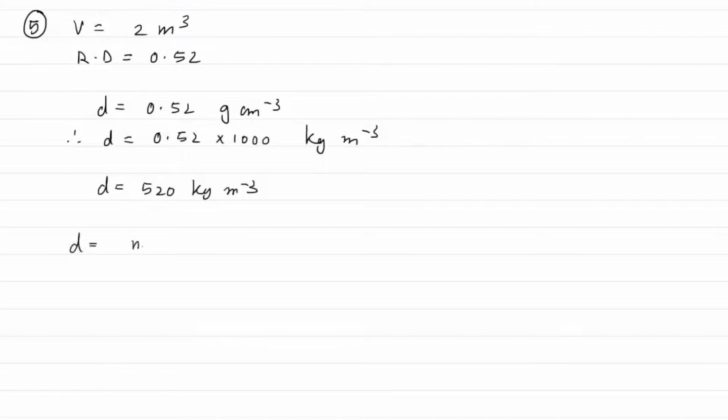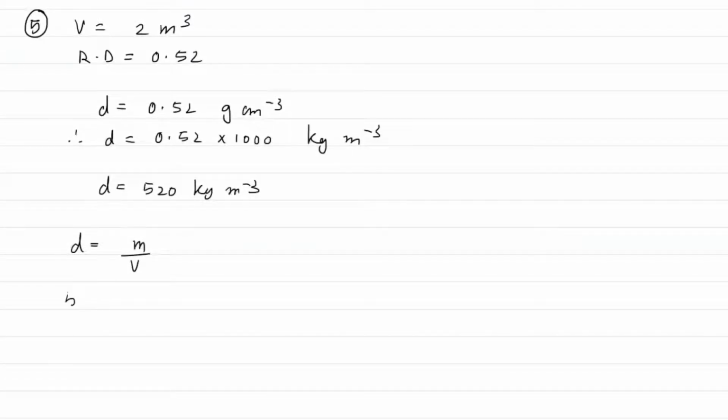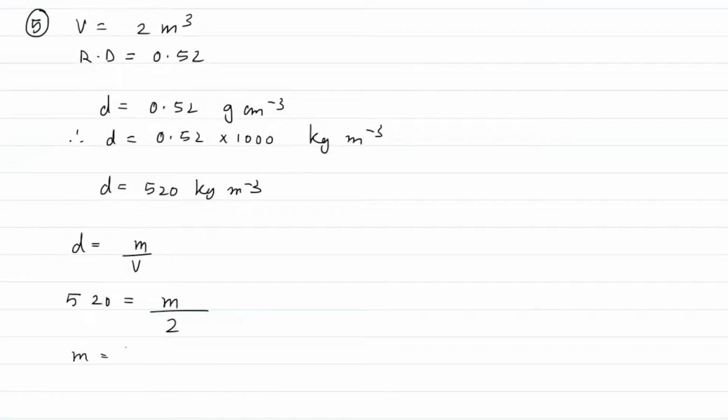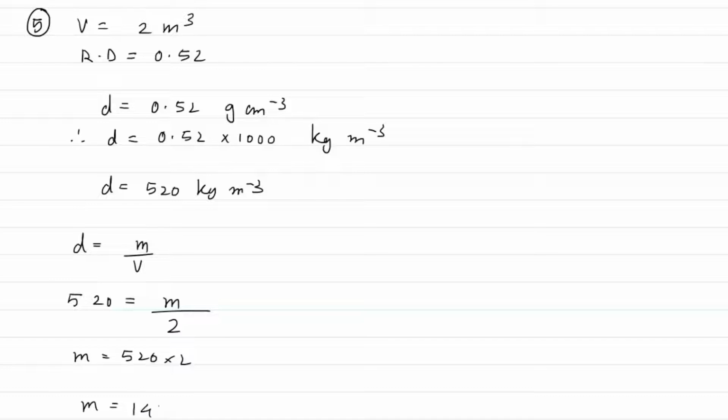Now we know density is mass upon volume. So this is 520 and volume is 2. So this is 520 into 2, and that will be 1040 kilogram.